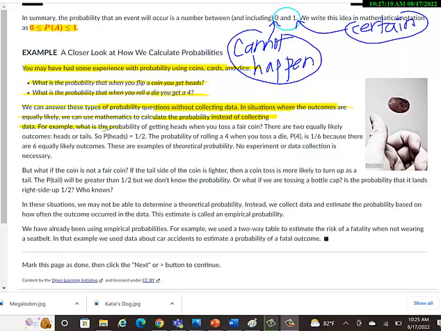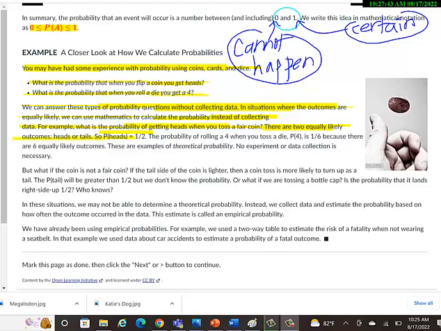For example, what is the probability of getting heads when you toss a fair coin? I guess a fair coin means it's not weighted on one side. If it's heavier on one side than the other, it's more likely to fall on one side than the other. We're assuming that this coin is weighted equally on both sides so that you have exactly a 1 out of 2 chance, or 50% chance, of getting either side. There are 2 equally likely outcomes, heads or tails.